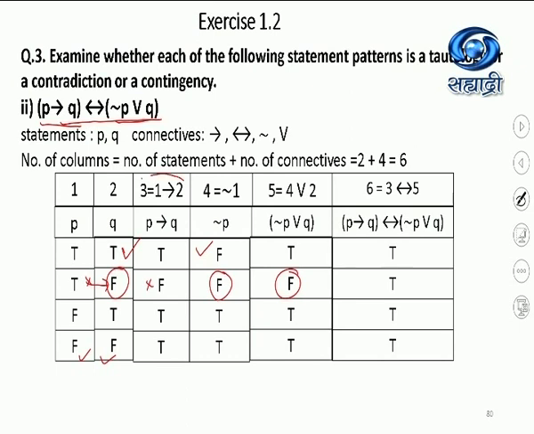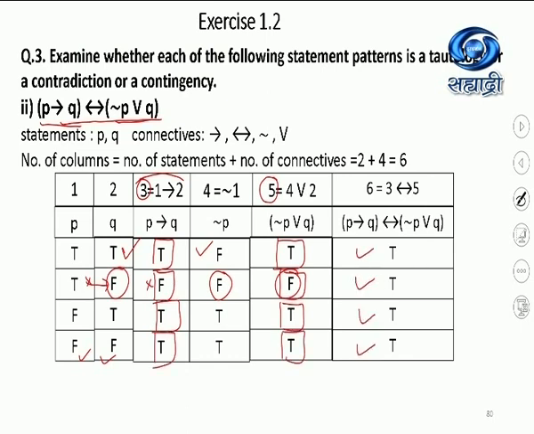Where is my column 3? Here is my column 3. If and only if, column 5. For if and only if, I need either both T or both F. I get all truth values as T. That is what I am getting here.